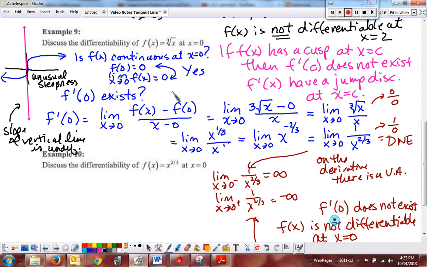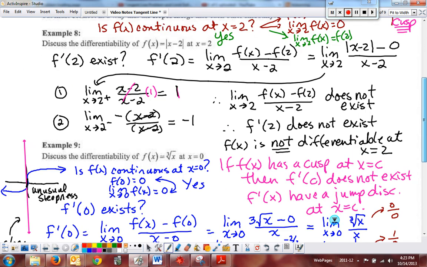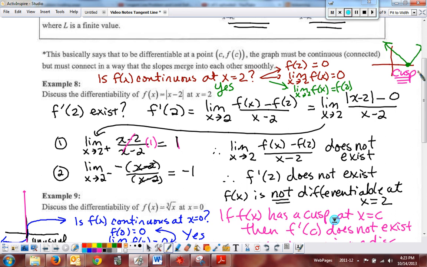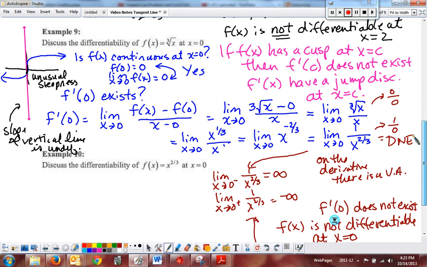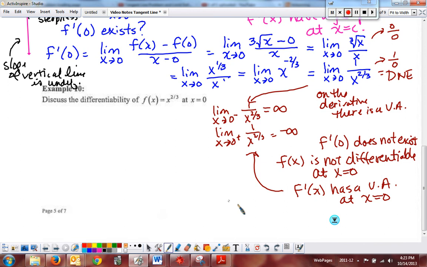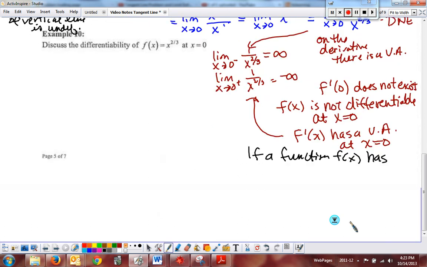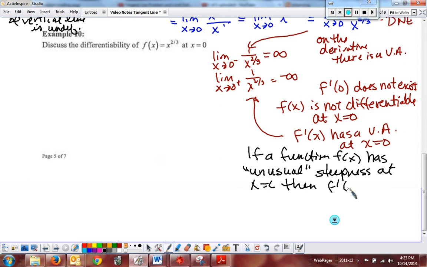So it's continuous there, but it does not have a derivative because the tangent line, it has a tangent line. See up here, this one did not have a tangent line at all because I didn't know where to draw it. But this one has a tangent line to that point. However, the tangent line is vertical, which means its slope is undefined. So if a function f of x has, and I know this is not technical, but we're just going to go with it, what we call unusual steepness at x equal to c, then the f prime of c does not exist.